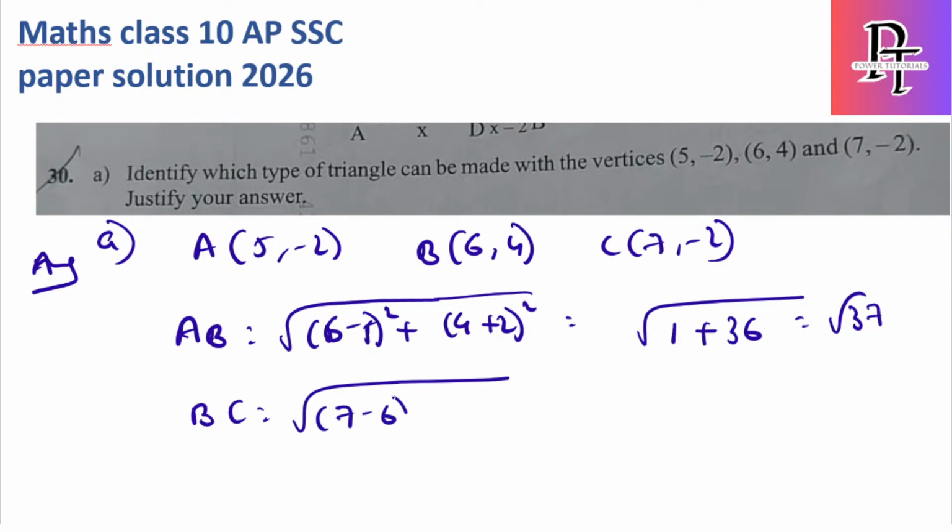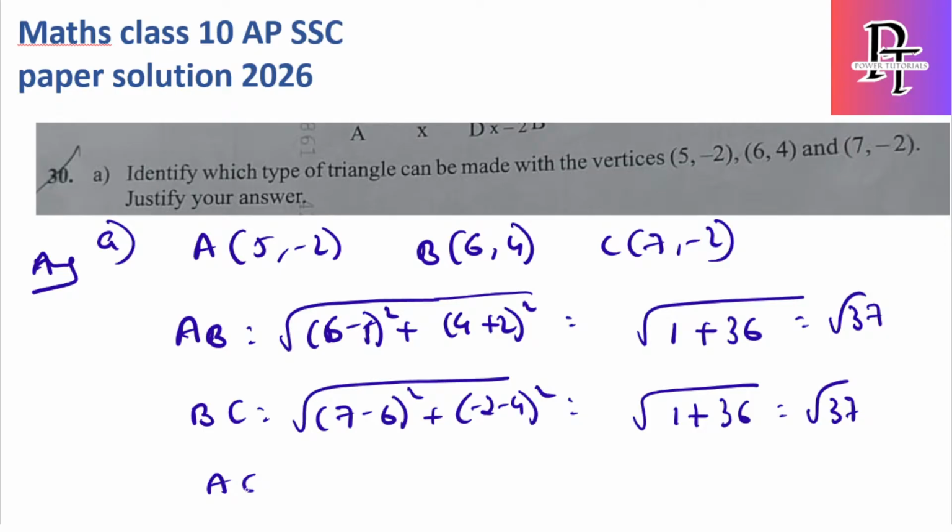7 minus 6 whole square plus minus 2 minus 4 whole square. So again, 7 minus 6 is 1, minus 2 minus 4 is minus 6, and minus 6 square is also 36. So from here I can see AB is equal to BC.